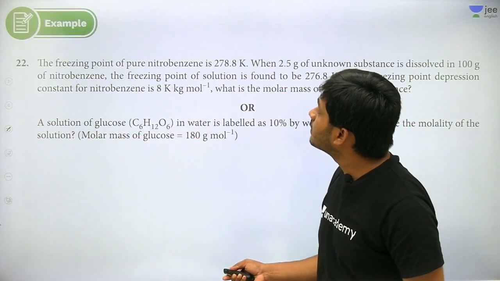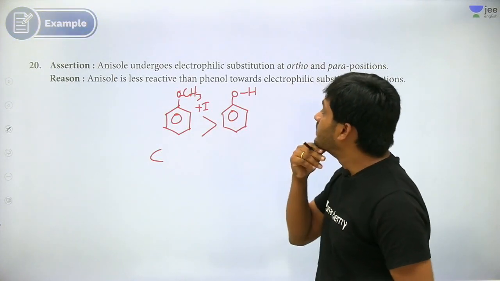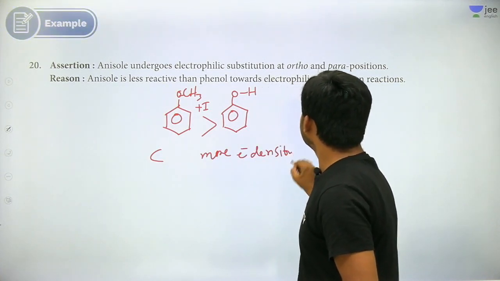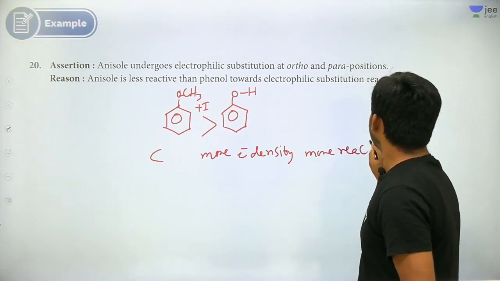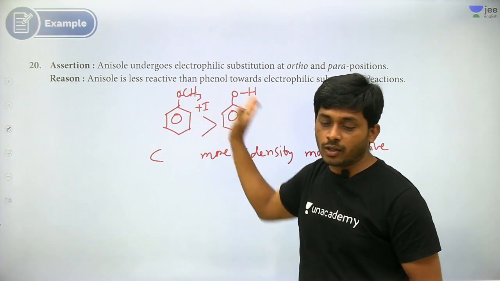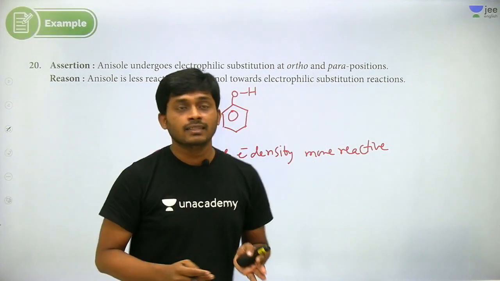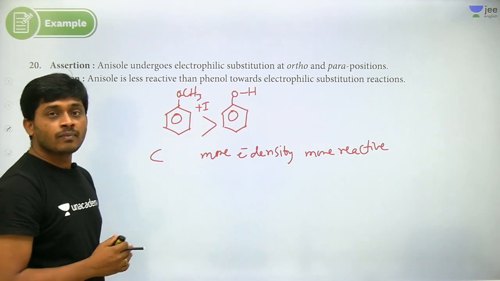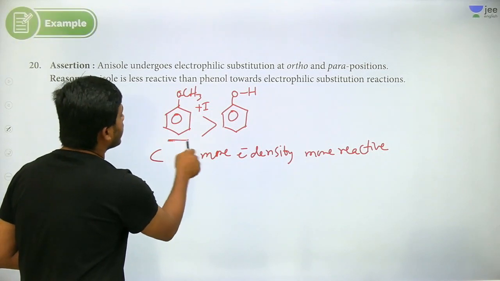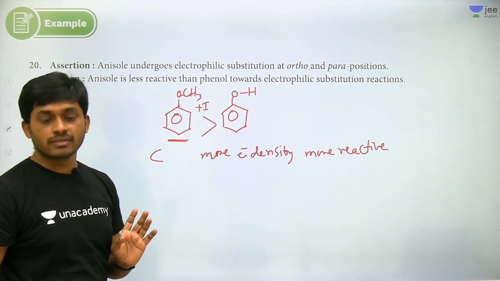Question number 20. See, more electrons, more reactive. More electron density, more reactivity. Anisole and phenol. Anisole has more electron density because here a plus I group is present. Hydrogen is neutral. Right? So that's why anisole is more reactive compared to phenol in electrophilic aromatic substitution. Understood?